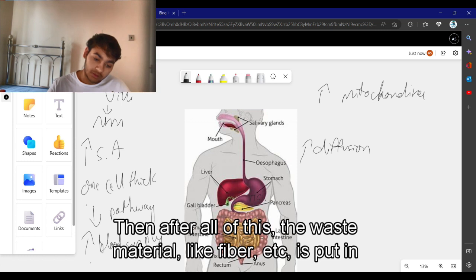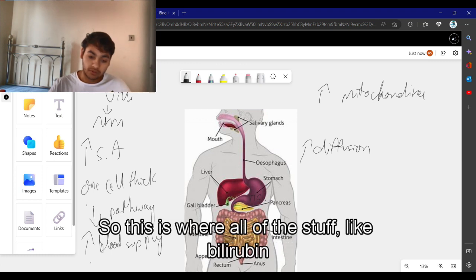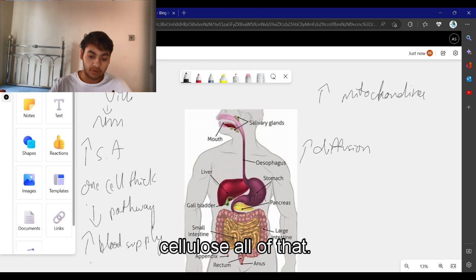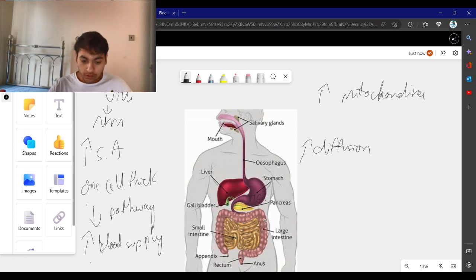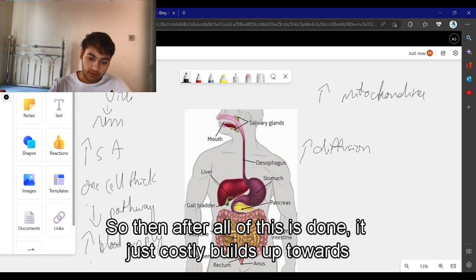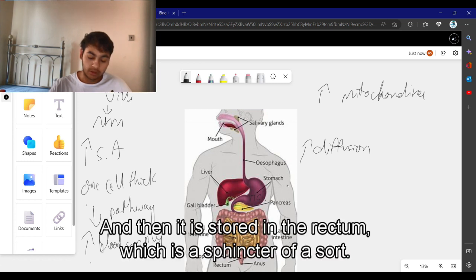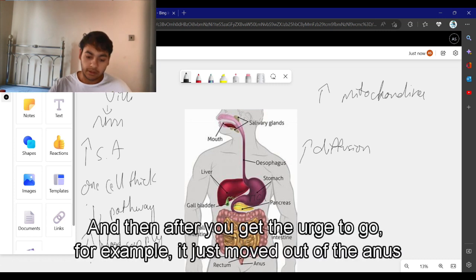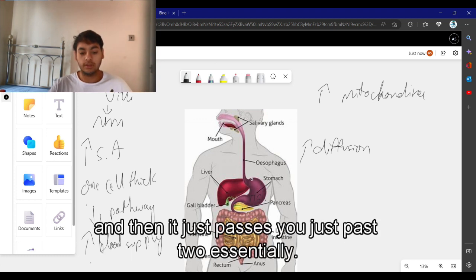Then after all of this, the waste material like fiber, etc., is put in the large intestine. So this is where all of the stuff like bilirubin, cellulose, all of that, just stores in here. This is essentially what becomes your feces, or the very interesting word poo. It constantly builds up towards this, and then it is stored in the rectum, which is a sphincter of a sort. And then after you get the urge to go, for example, it's moved out of the anus, and you just pass stool essentially.